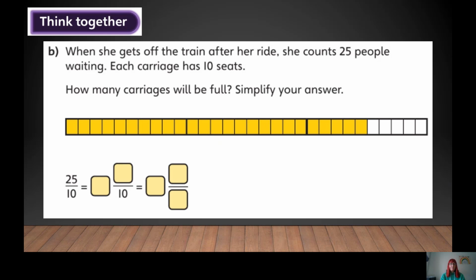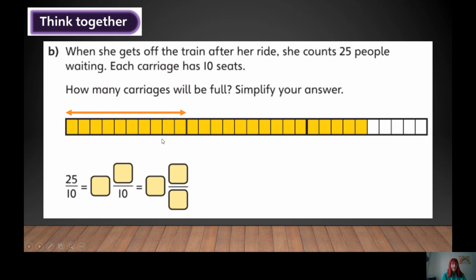Okay. So Olivia gets off the train. She counts 25 people. Each carriage has 10 seats. So what I asked you to consider was how many carriages will be full and to simplify your answer. So our diagram here, let's have a look and see what that shows.